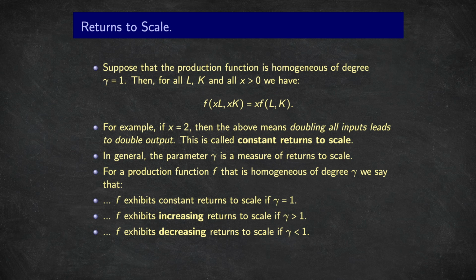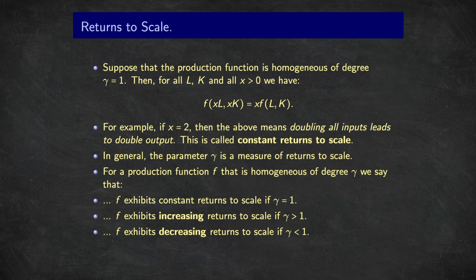Now suppose, for example, that we had a long-run production function and it was homogeneous of degree gamma equal to 1. So homogeneous of degree 1. What would this mean? Well, it means that if we multiply all of our inputs by the same number x greater than 0, then our output is multiplied by the same x. For example, if x equals 2, doubling all inputs would lead to double output. This is what we call constant returns to scale. So if we have a long-run production function which is homogeneous of degree 1, then it exhibits constant returns to scale.